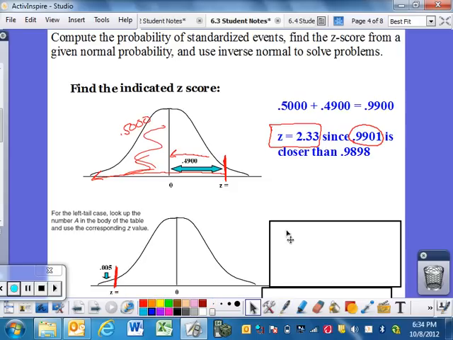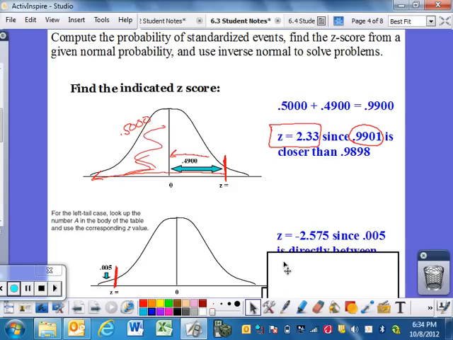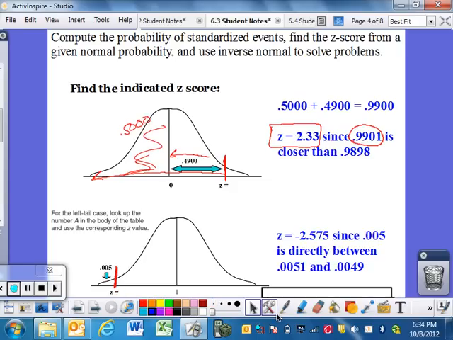Since it's to the left, I just need to find that in the table. And here's what you need to do. 0.0050 is exactly between these two numbers. So if you go to your table and find the information that's exactly between it, you then have to go up and find that it's exactly between negative 2.57 and negative 2.58. So then your z-score becomes negative 2.575.